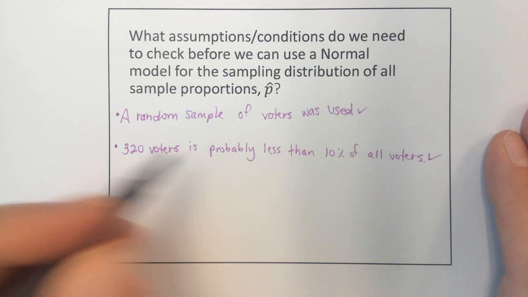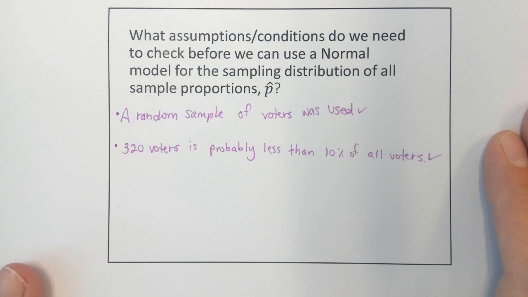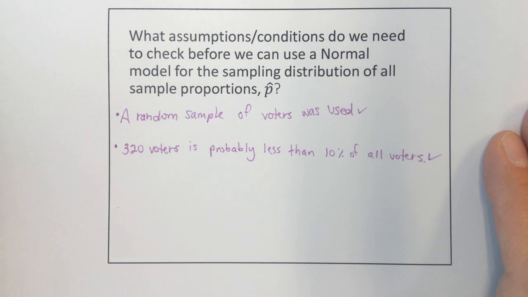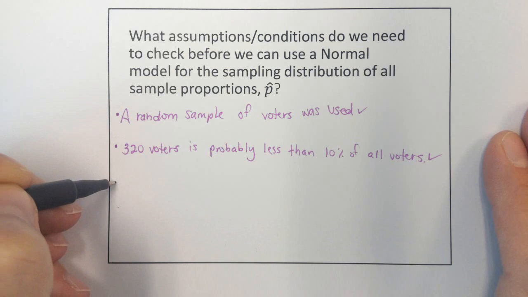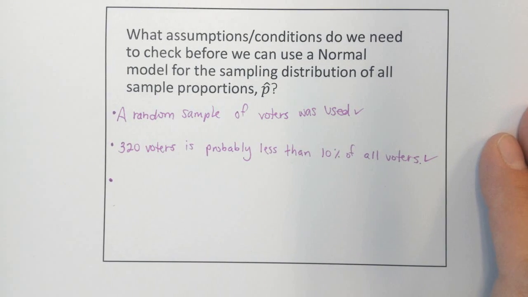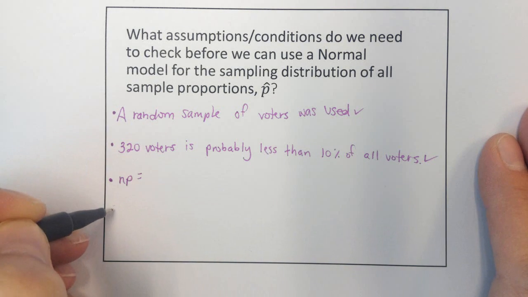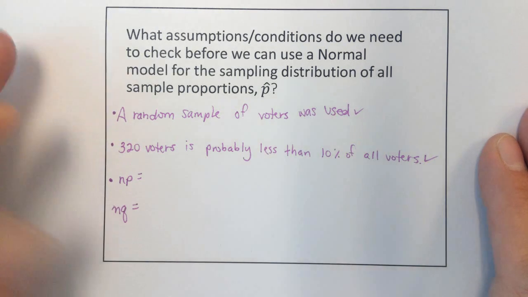Now, if for some reason that turns out not to be true, then everything I do from here on out is kind of off kilter. It's not really all that dependable. So I need that to be true. All right, last but not least, I need to check my successes and failures. So I normally look at my N times P and my N times Q.